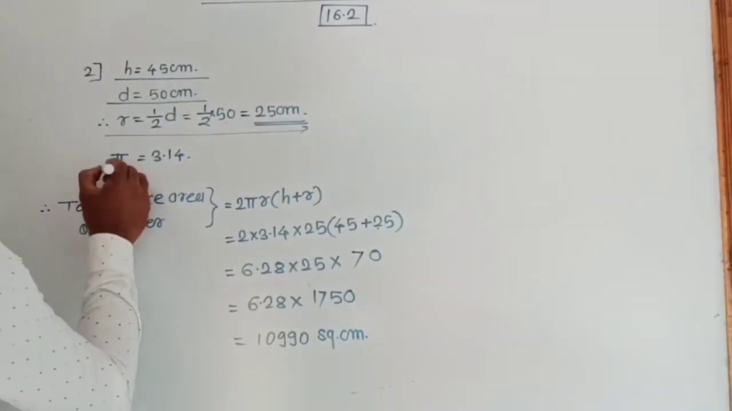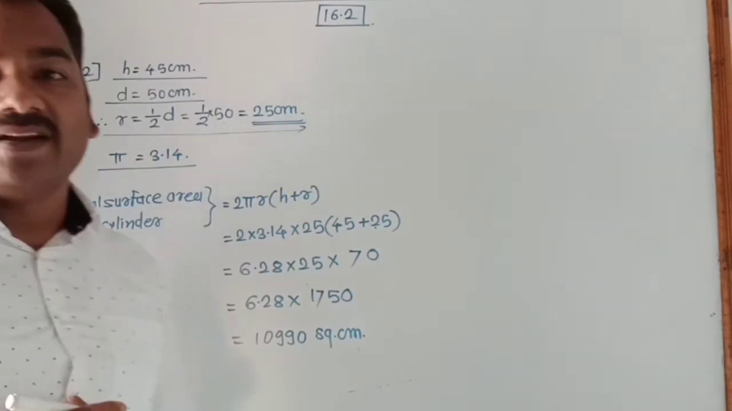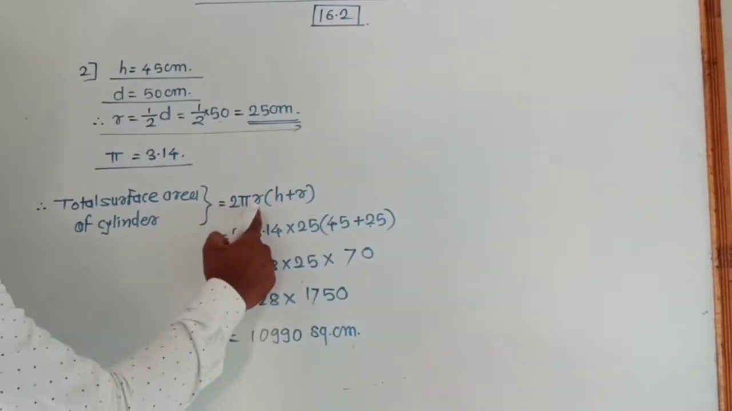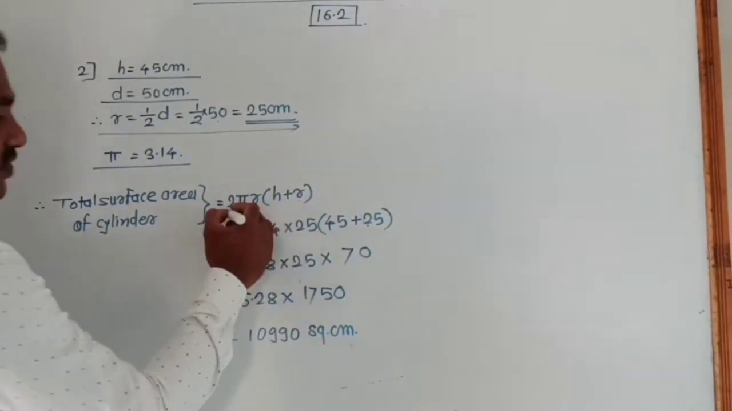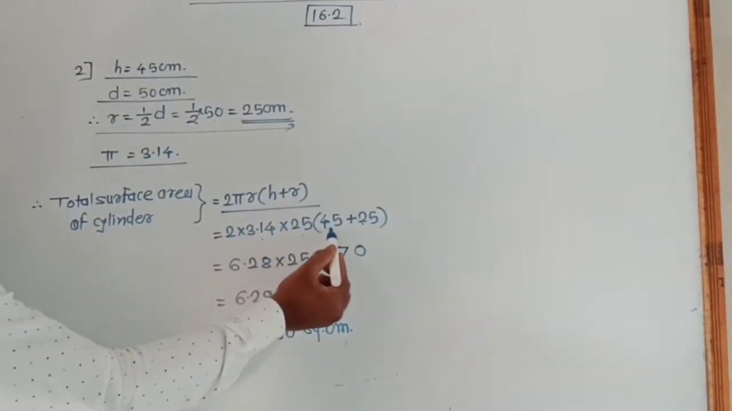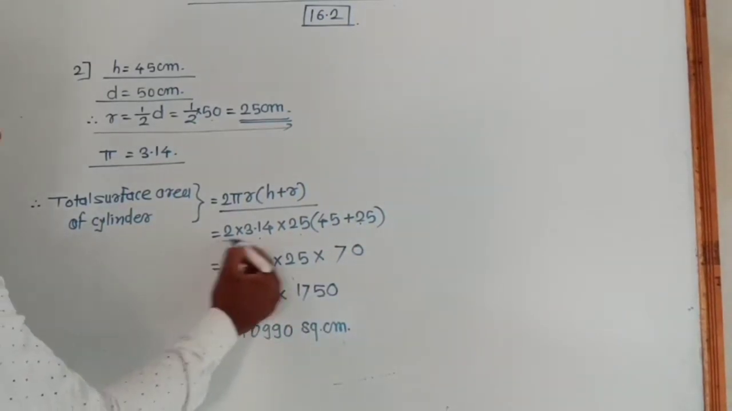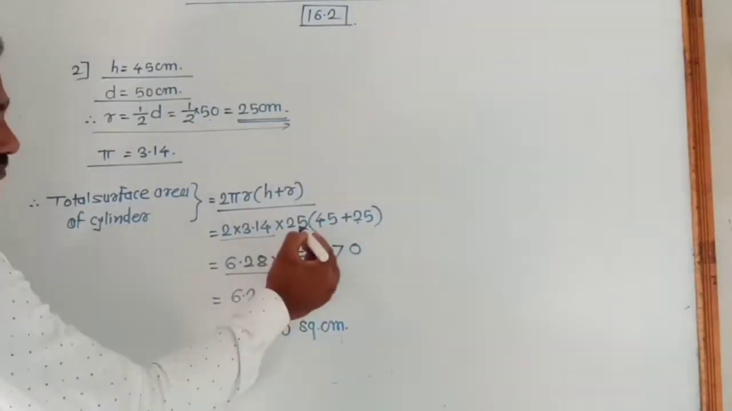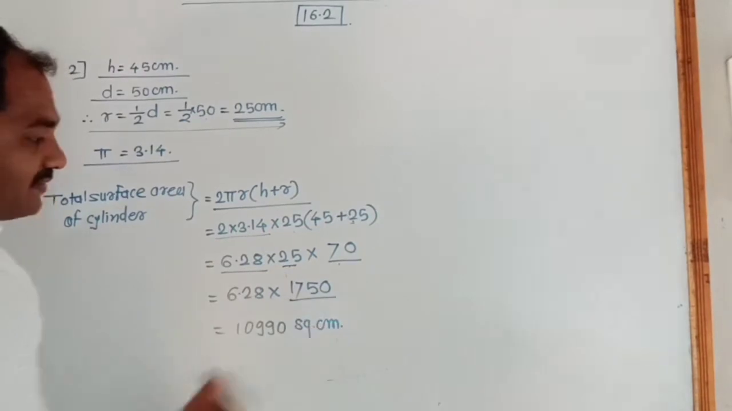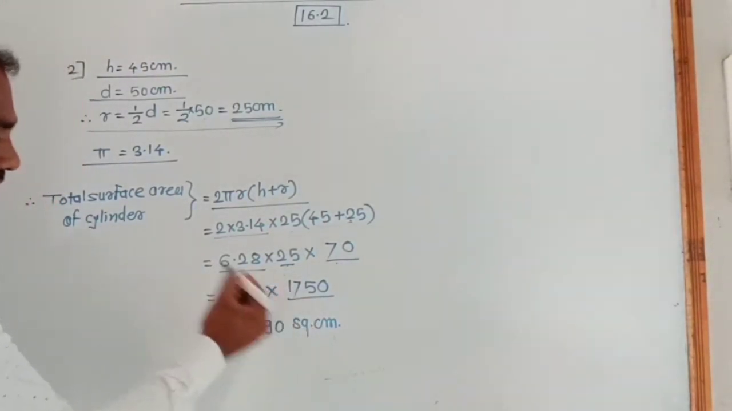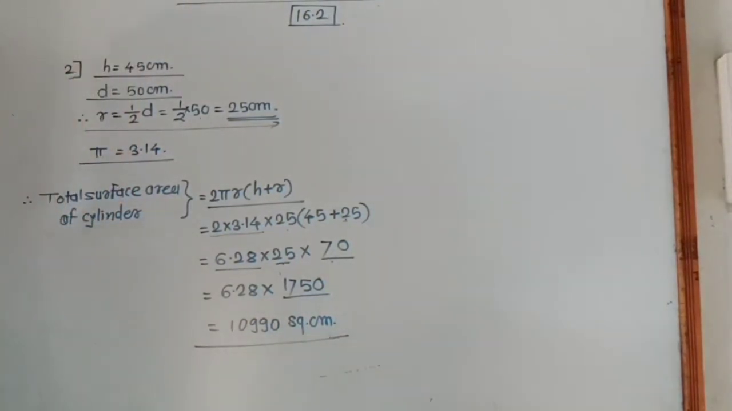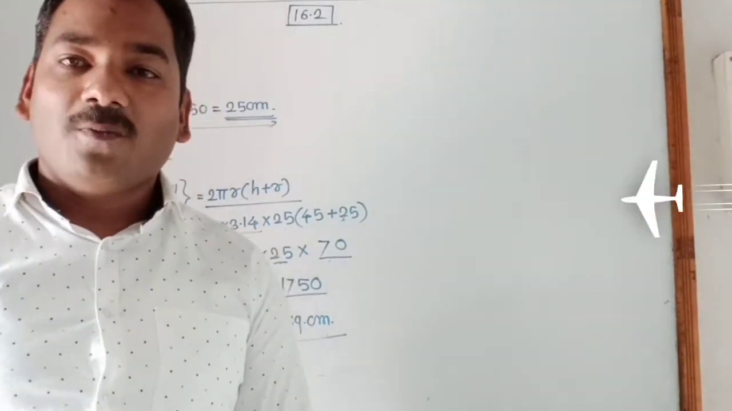Now the value of pi is 3.14, that is given in the question. The total surface area of the cylinder is 2 pi r into bracket h plus r. This is our formula. Put all the values here: 2, 3.14, 25, into 45 plus 25. So we multiply 2 by 3.14, that is 6.28, by 25 as it is, and we add this, that is 70. 25 into 70 is 1750, and finally we multiply, and we get 10,990 square centimeter as the total surface area of the cylindrical drum.